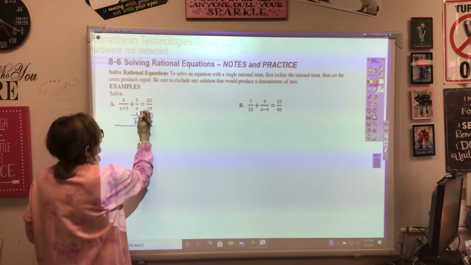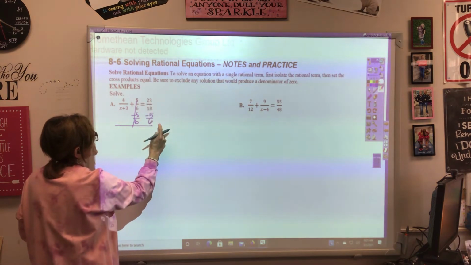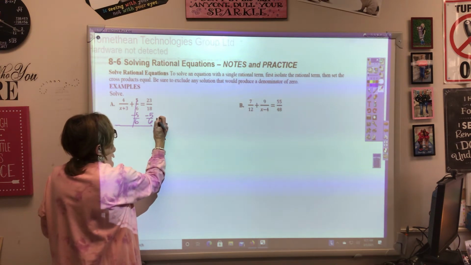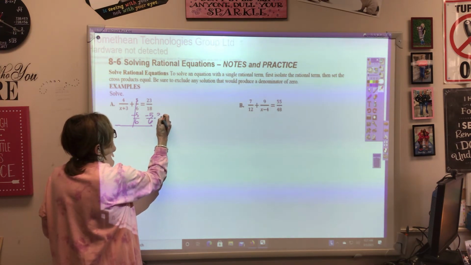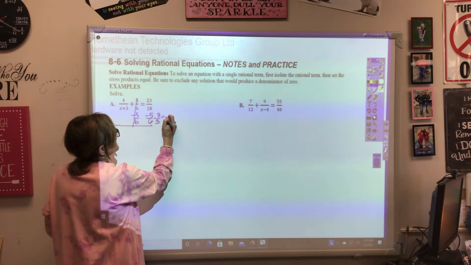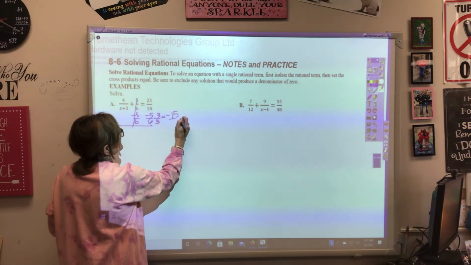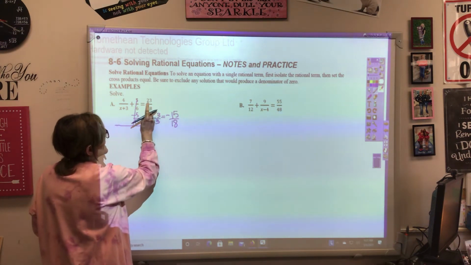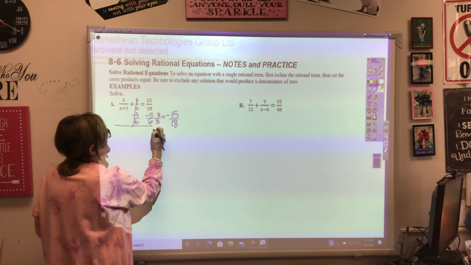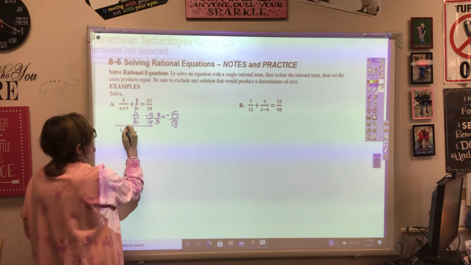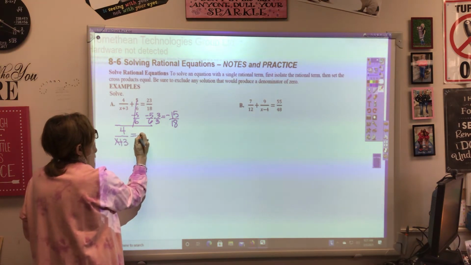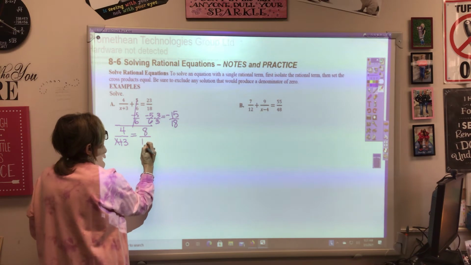Now this is where the calculator will come in handy because you can just put in 23/18 minus 5/6. Or if you want to do it by hand, let's multiply the negative 5/6 by 3 over 3. And that will give us a negative 15 over 18. So when we subtract 23 over 18 minus 15 over 18, we will have 4 over x plus 3 equals 8 over 18.